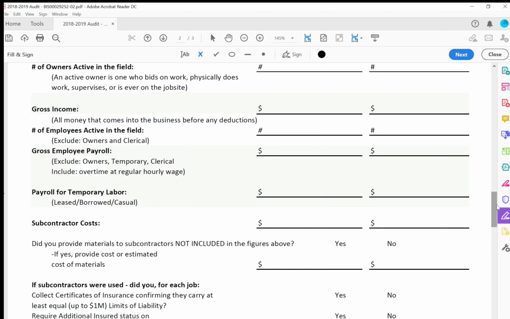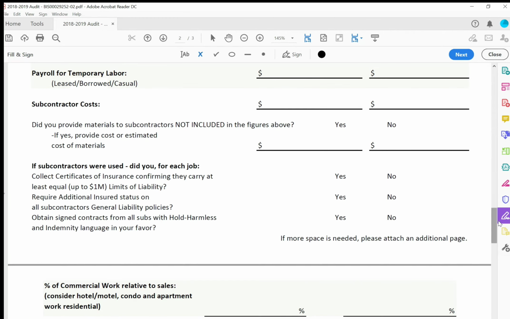That'll be in the next portion that we talk about. And then you are going to add those costs in there. And then it asks if you included materials, or if you provide materials not included in the figures above. If so, what's the cost?